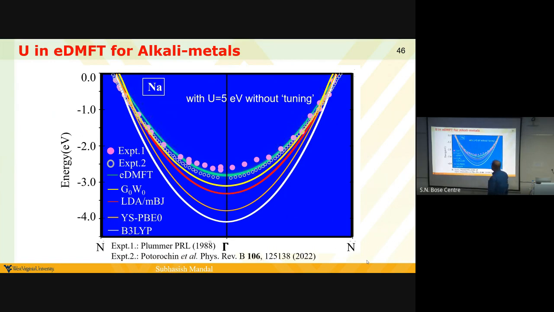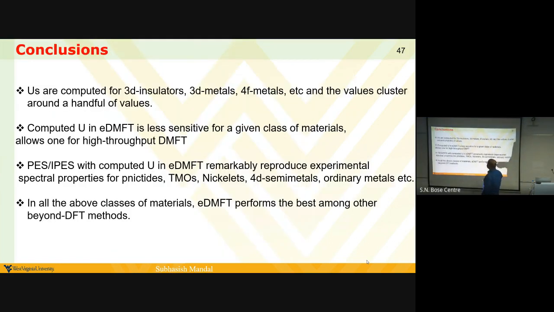Before I go to the next phase, I'm going to conclude this part of the talk. U's can be computed in DFT plus DMFT. We computed for 3D insulators, 4D insulators, 4D metals, 3D metals, and their values cluster around only a handful of values. That means it's not very sensitive. Using that value to compare with experiment, the agreement is remarkably close. And in all these beyond-DFT methods, you can easily distinguish that DFT plus DMFT, which I'm calling just embedded DMFT, performs the best.